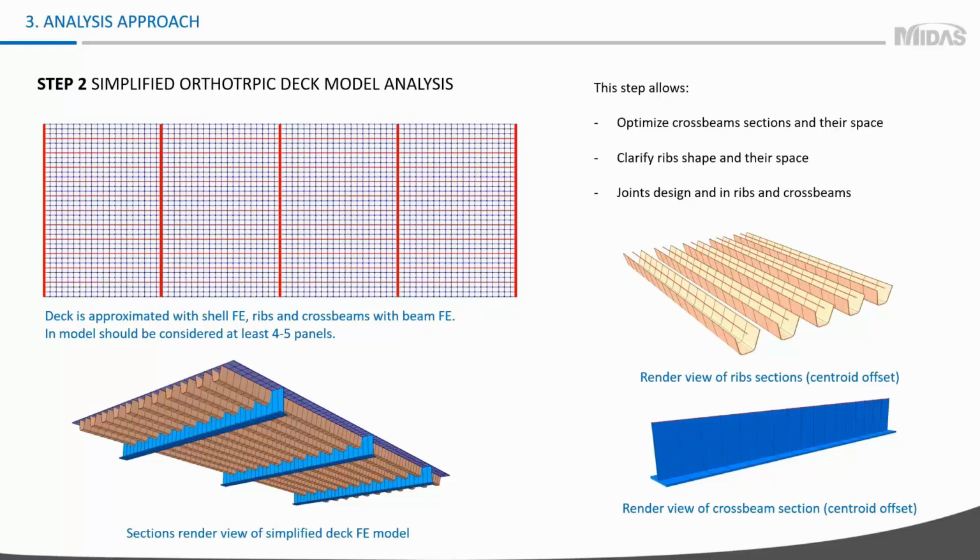This model allows you to optimize most of the deck components, like cross beam space, rib space, section of cross beam. You can clarify rib type and shape, and you can optimize, and you can perform design of member joints as well.